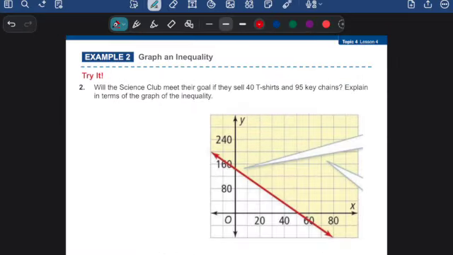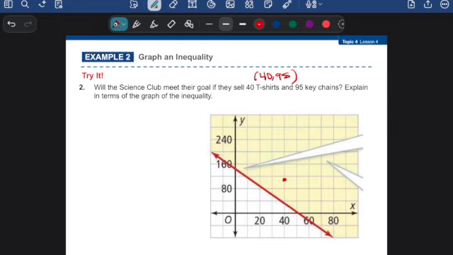So for the try it, how would selling 40 t-shirts and 95 keychains result? Would they meet their goal? So this is just 40, 95. That's our point. Remember, x was the t-shirts and y was the keychain. So our point, I copied the graph that we already have. So at 40, 95, somewhere around here, is that in our solution area? Yes, it's in the shaded portion. So that would meet their goal.